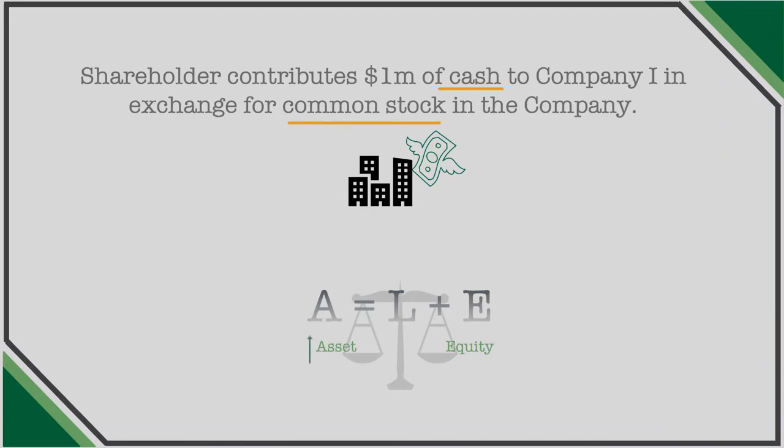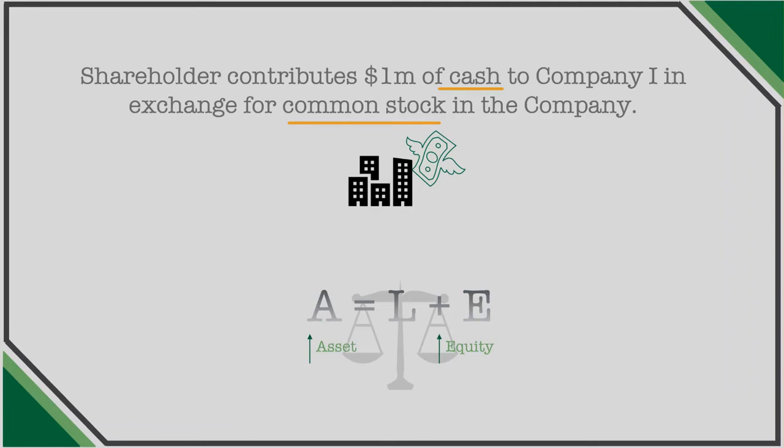Step 3, figure out whether or not we are increasing or decreasing our accounts. The company is getting $1 million of cash, and then the company is issuing common stock. They're recording common stock. So we have increases in both accounts, which makes sense. We balance because we increase both sides.